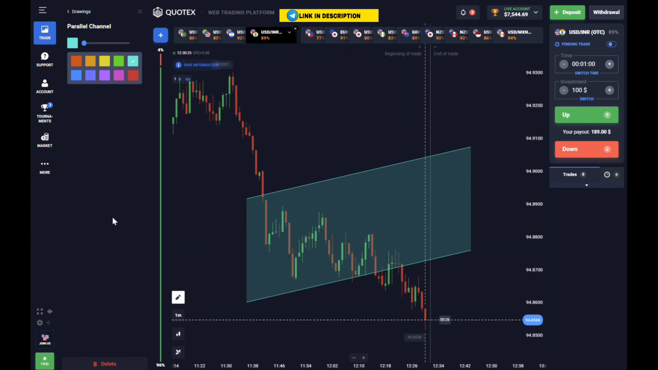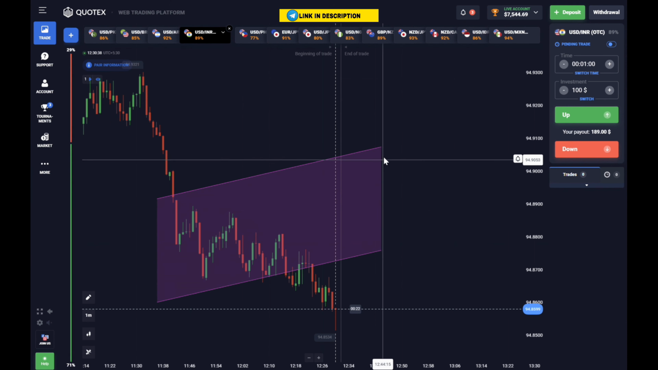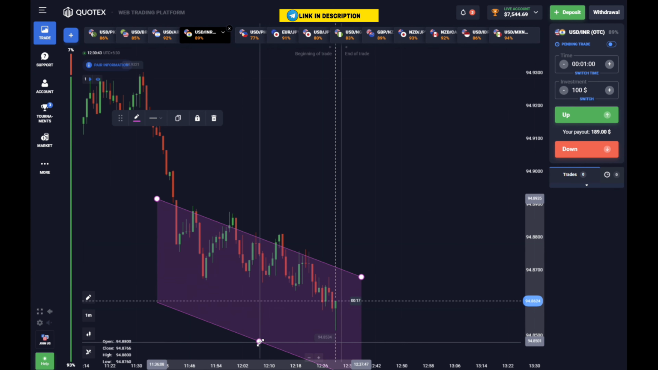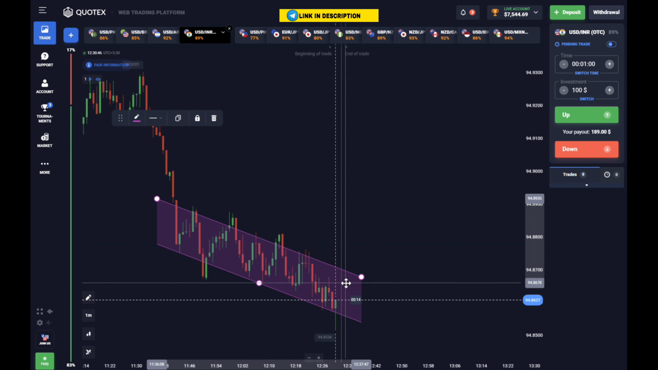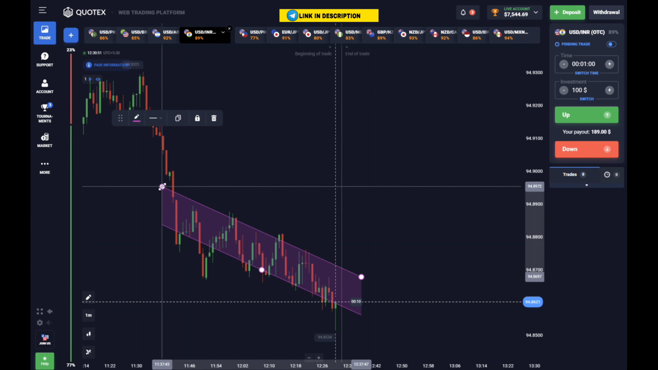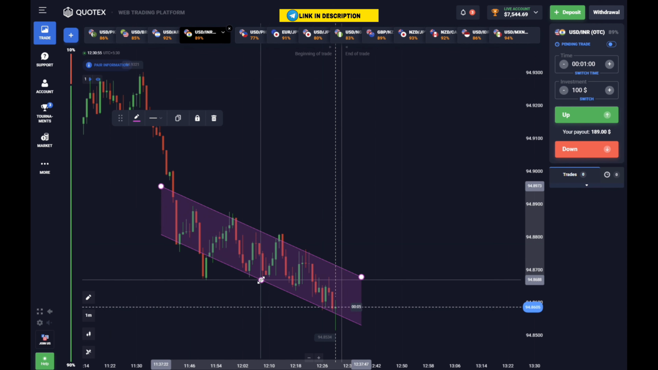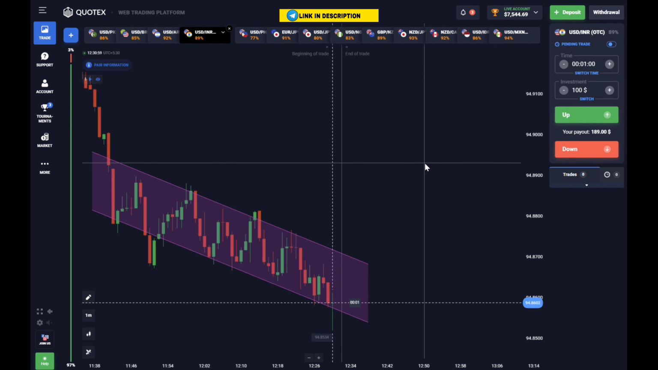So here, first of all, I am using a parallel channel because the market appears to be in a slight downtrend. I also see some consolidation happening here, but I only use the channel when I see both a trend and consolidation in the market. The parallel channel is used only in such situations. Apart from that, I must not forget to draw support and resistance here. I feel that's important. So I place this as a consultation for that reason.